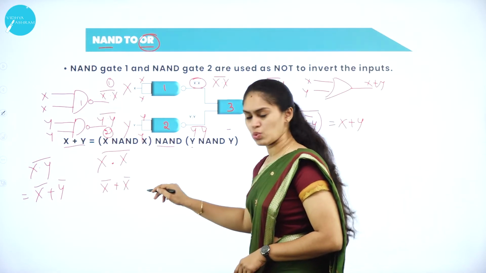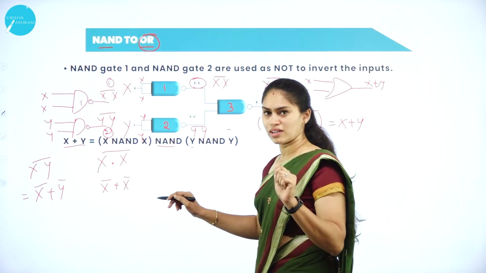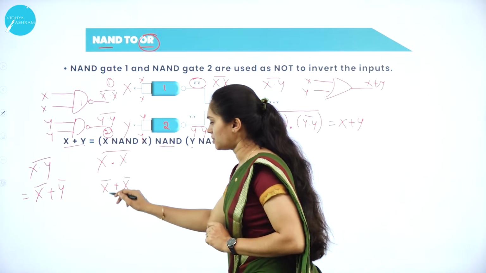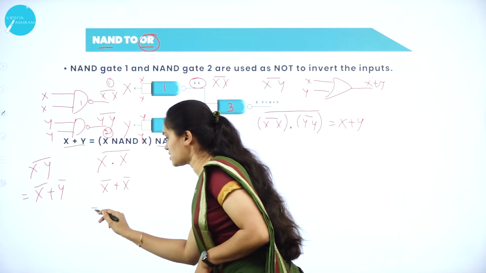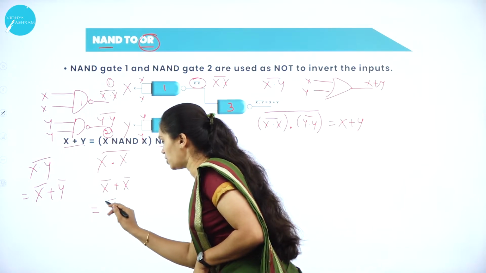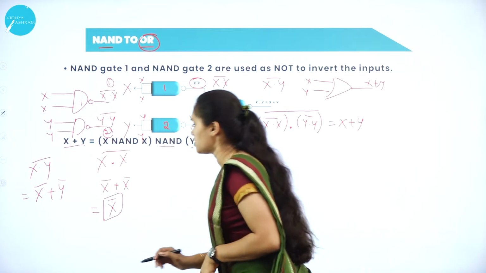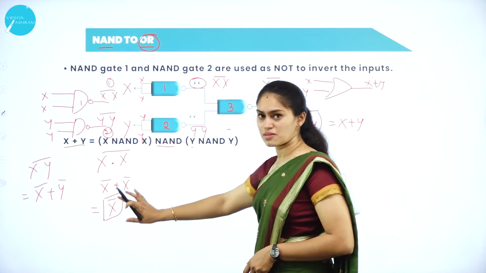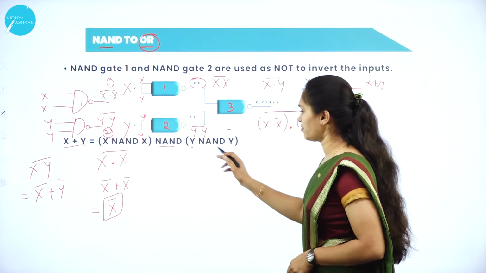So 1 plus 1 is equal to what? 1. 0 plus 0 is equal to what? 0. So x bar plus x bar is also logically equal to x bar. Now understand one thing: x NAND x in the sense what? X bar. Let me do the same thing for this y.